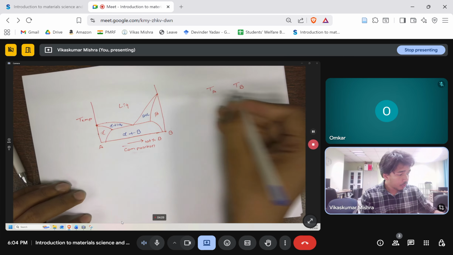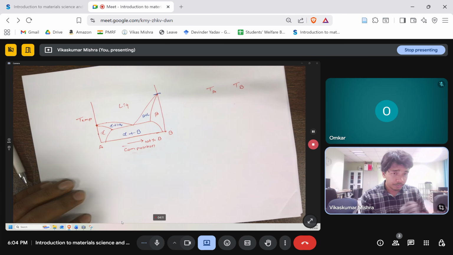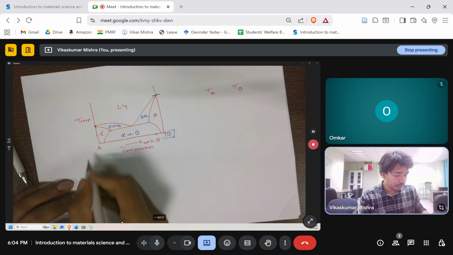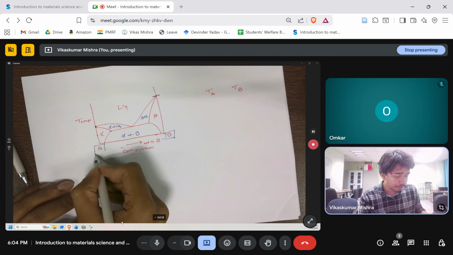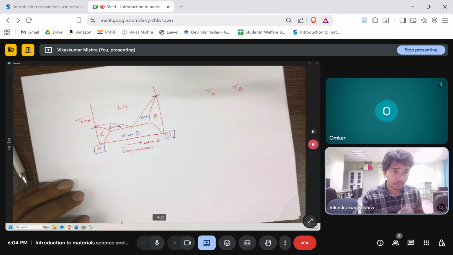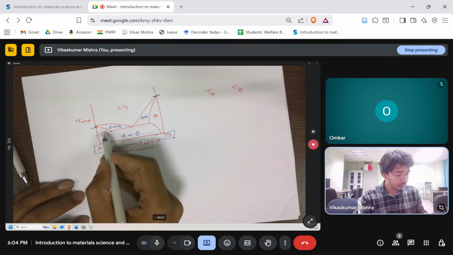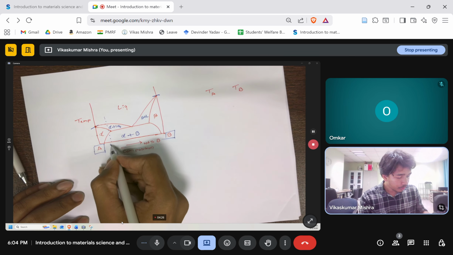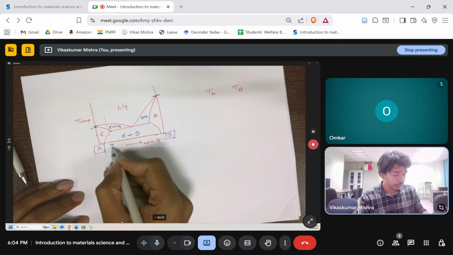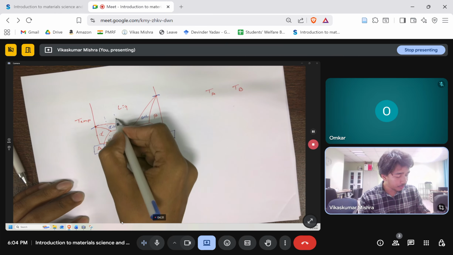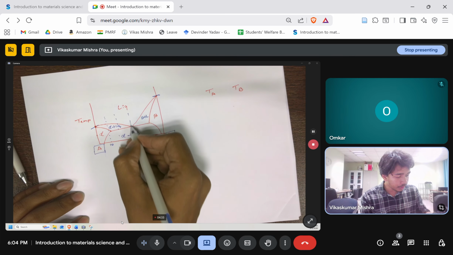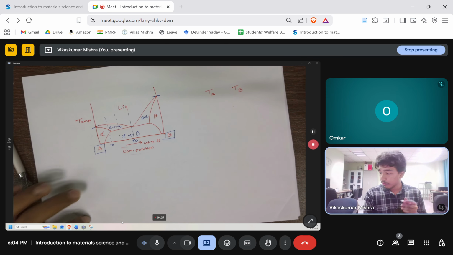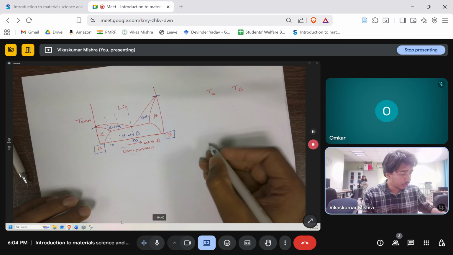Now, we know that this is the melting point of pure metal A, and this is the melting point of pure metal B. Let's say this is at the composition 10. I am specifying 10 weight percent of B, and so on and so forth. Here, let's say I am specifying 50. So now our aim is to discuss the eutectic system.